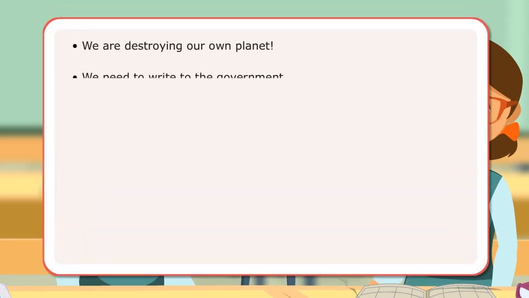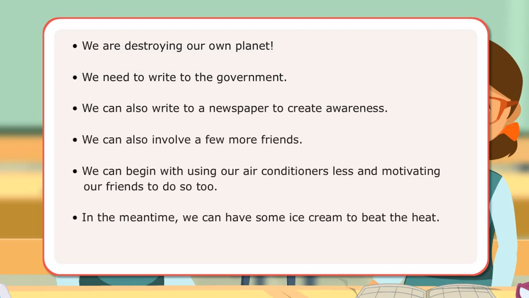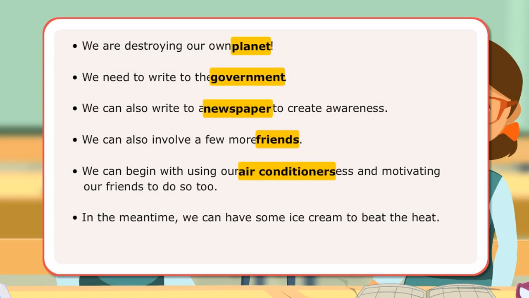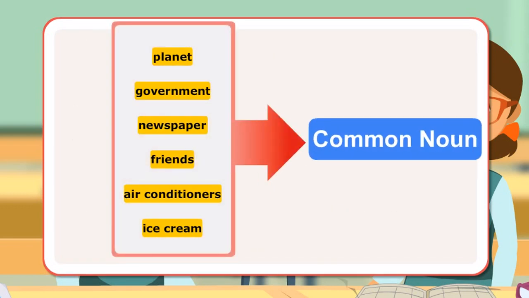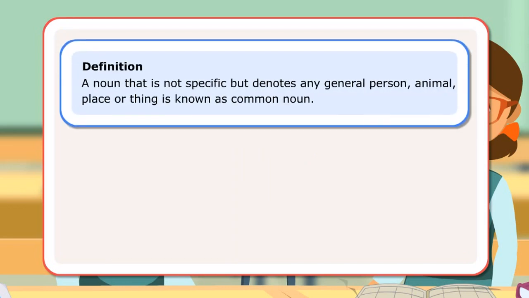The girls speak about many general things and concepts in their conversation. The words planet, government, newspaper, friends, air conditioners, ice cream are examples of common nouns. Definition. A noun that is not specific but denotes any general person, animal, place, or thing is known as common noun. Let us look at a few sentences.